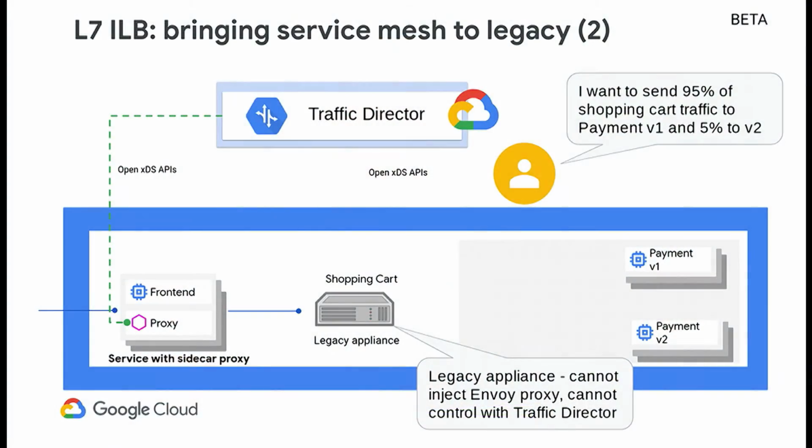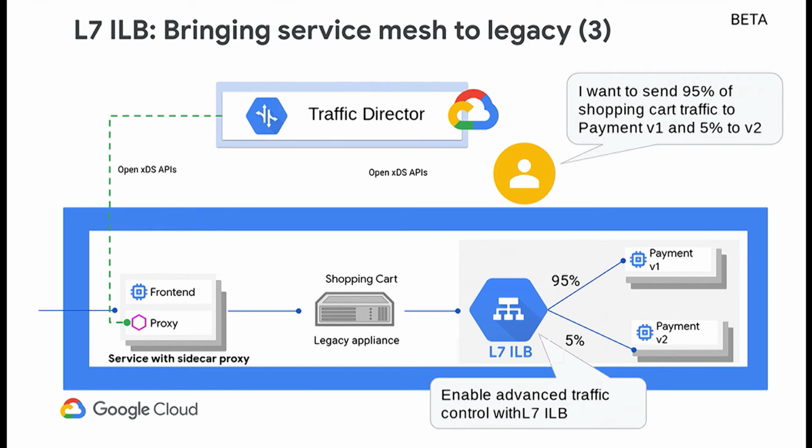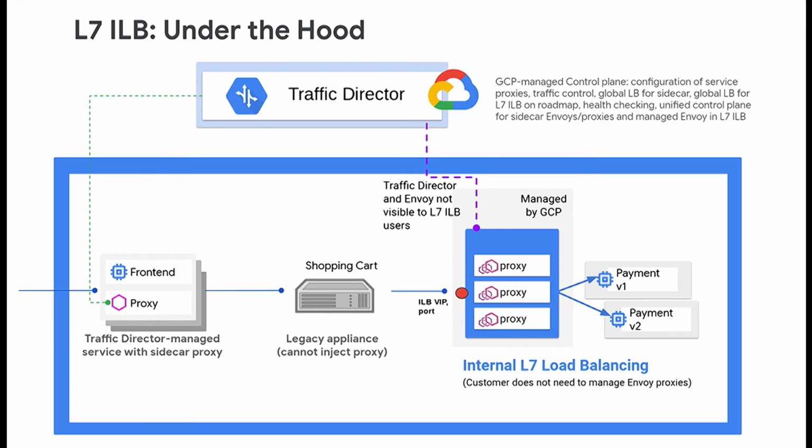So let's imagine, here's our environment again. We have our web service, and then we have a shopping cart service. But let's say the team that owns that service can't install Envoy's sidecar proxy for whatever reason, but wants the ability to actually split traffic across the payment services. It's a legacy appliance, whatever, right? The owners of this team can't do that. So we can actually enable the advanced traffic management and advanced traffic control by inserting the L7 internal load balancer into this architecture as a middle edge proxy, right?